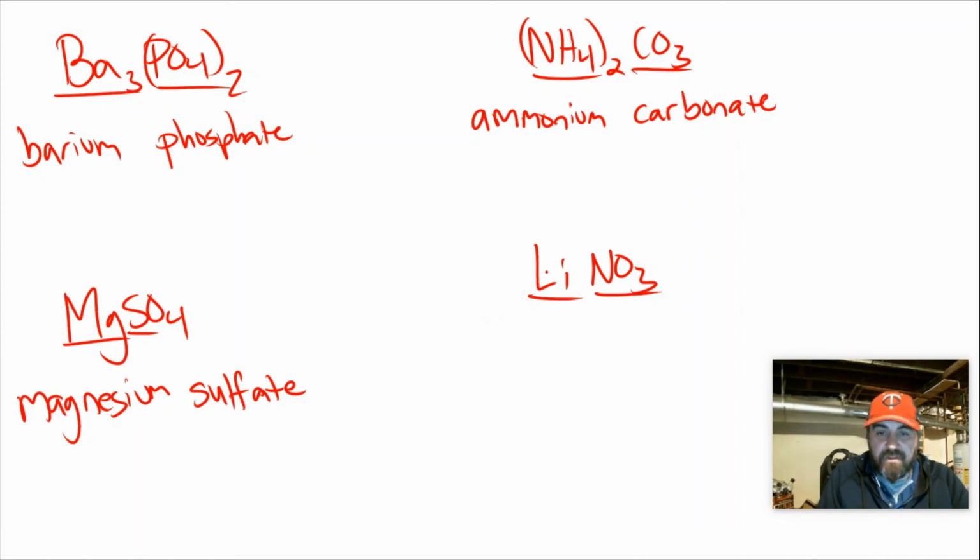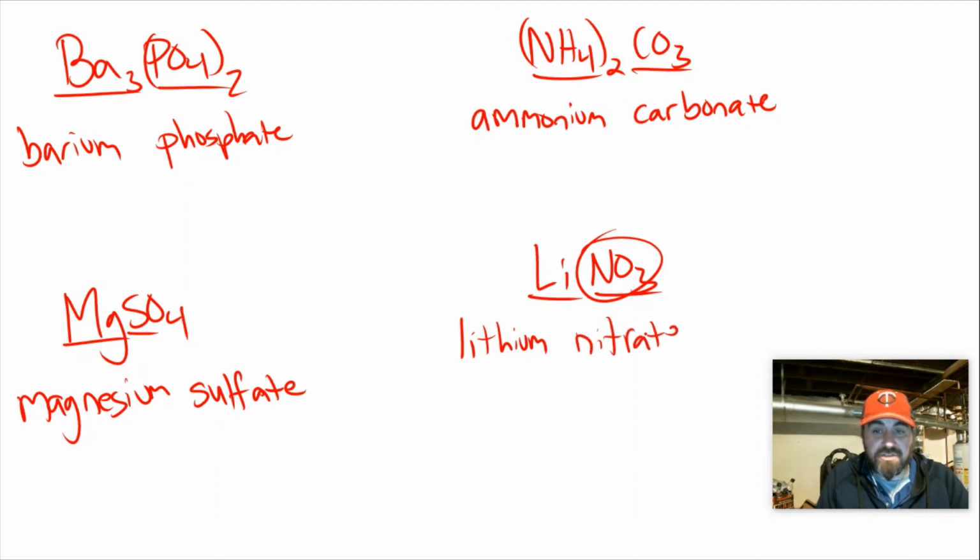Next one, Li and NO3. Li, we look that up. We know it's lithium. Now we've got more than 2 capital letters, so we have a polyatomic ion here. NO3. I would be willing to wager that you are a smart person and you're like, oh, phosphate, sulfate, carbonate, this is probably nitrate. And you'd be right because you're a smart person. Nitrate. So lithium nitrate.